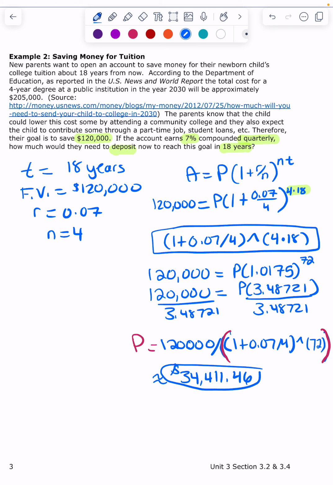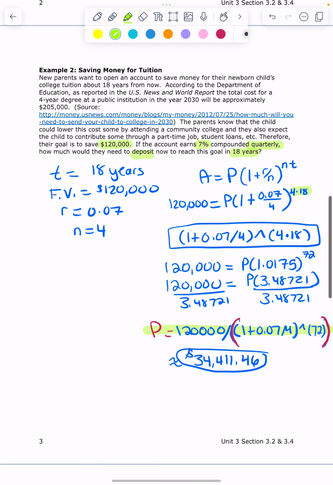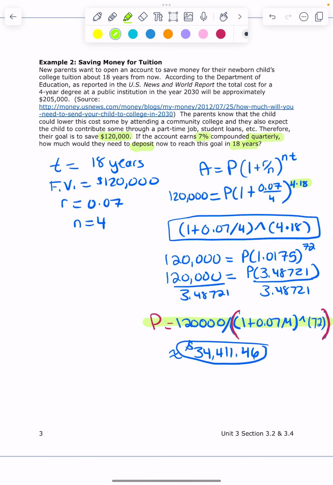So this is how much that the couple will need to put in their account now so that in 18 years they have enough to pay for their child's college. And just one more thing, I made a big deal about how you put it in your calculator and about not rounding, because if you guys round too quickly, you're going to get these wrong in the homework system, because the homework system doesn't round until the very end. So if you start rounding early, especially if you're only rounding to like 1 or 2 decimal places, that's going to be enough to throw your answer off, enough to get it wrong.